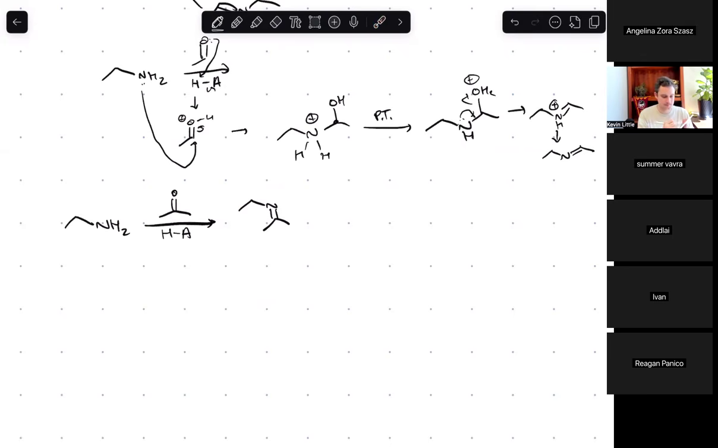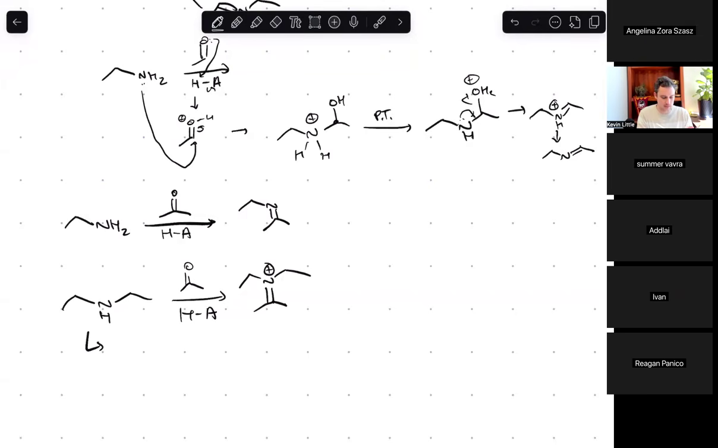So if I change something about this, and I try to draw that same imine out, I have a positively charged nitrogen. I have a nitrogen with 4 bonds on it, and there's nothing I can do about it, right? There's no hydrogen I can take off. So an enamine forms because you can't neutralize the imine.